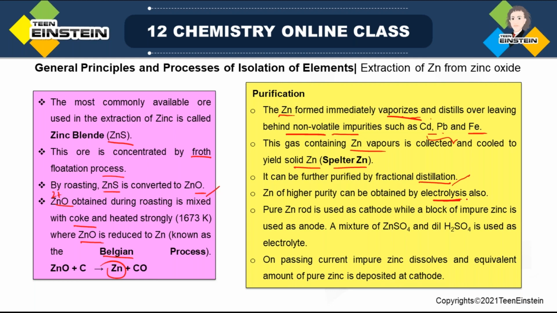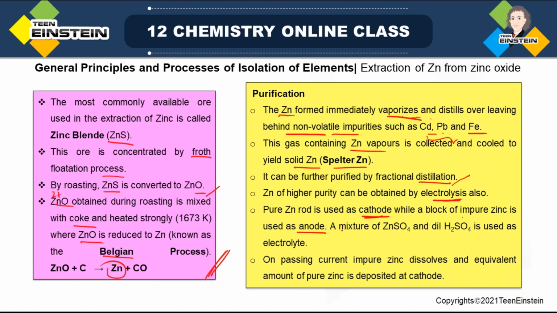So one is distillation, which is mostly done. Another way is electrolysis, which is another process of purification. Remember, under purification we have discussed a total of 8 methods, and electrolysis and distillation are two of these 8 methods. Now when it is electrolysis, the electrode that we use as cathode is pure zinc, and the impure zinc, that is the zinc that we have obtained in this process after reduction with coke, we have to use as anode.